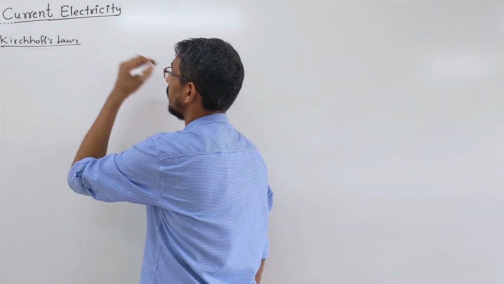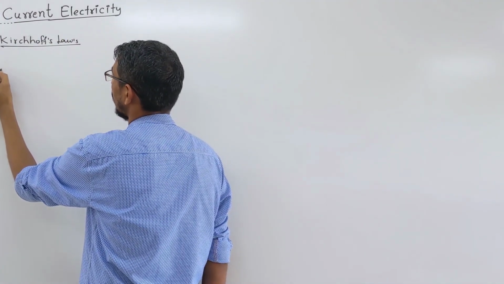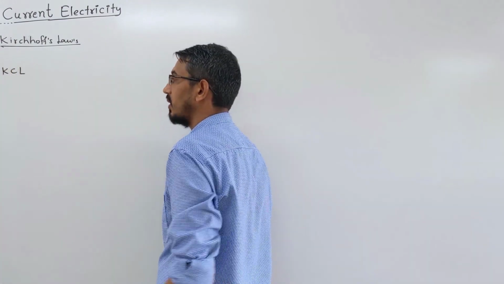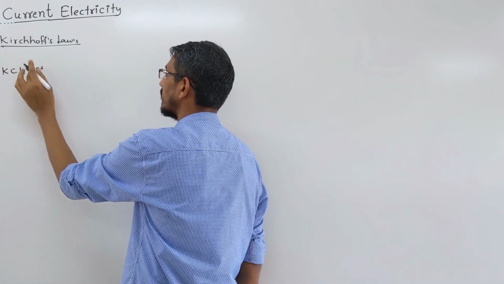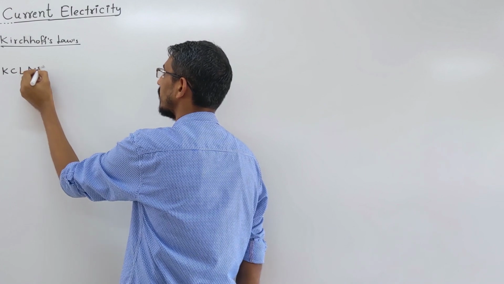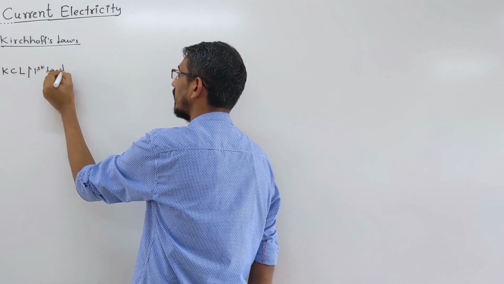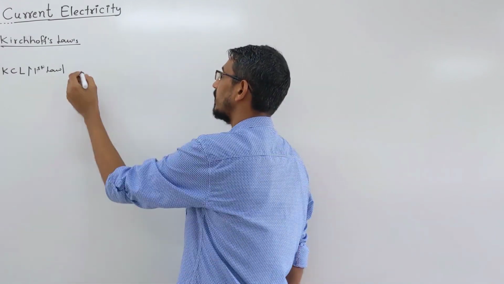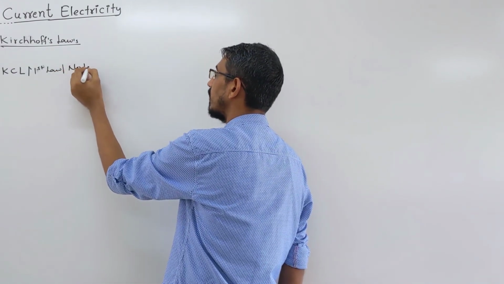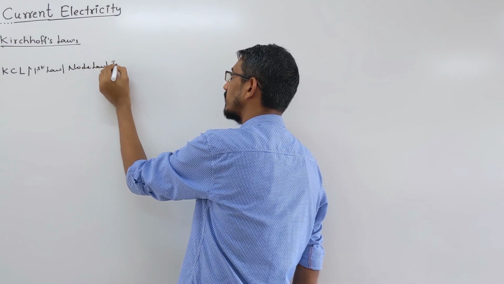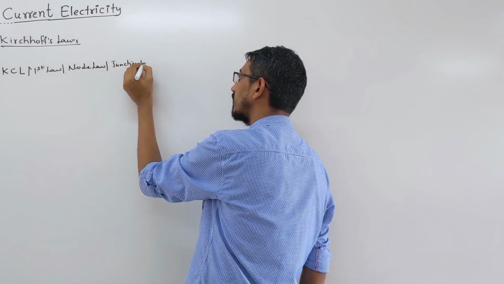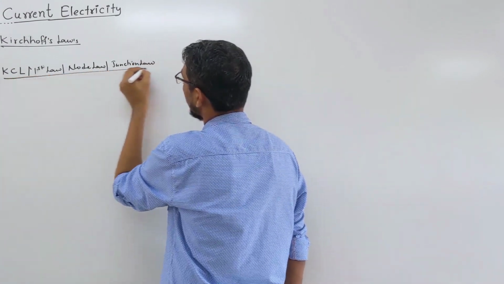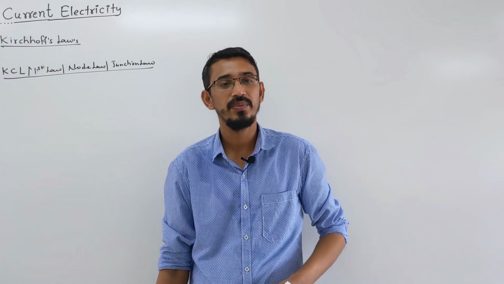Kirchhoff has two laws. The first is called KCL, Kirchhoff's current law, or simply Kirchhoff's first law. Kirchhoff's first law is also called the node law, also called the junction law. Many names are there, but all are the same thing. I will always say KCL, Kirchhoff's current law.